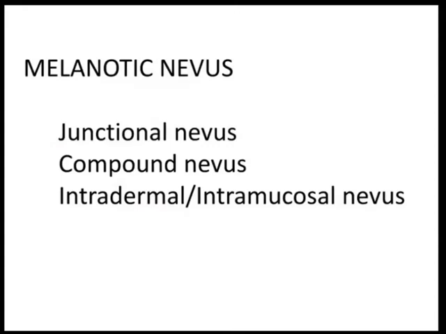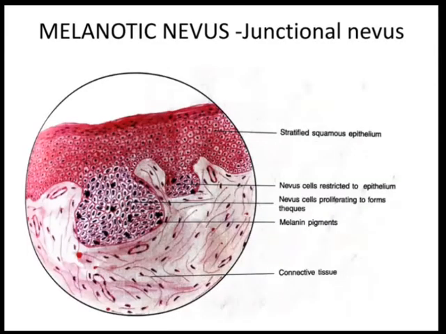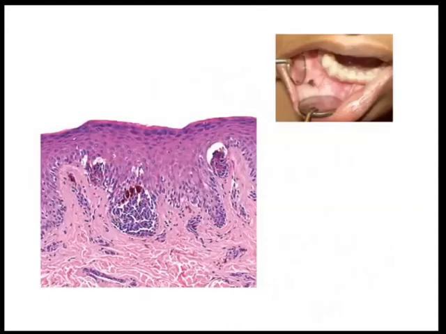So next, melanotic nevus. The three types are junctional nevus, compound nevus, intradermal or intramucosal nevus. Starting with junctional nevus, as the name suggests, it is seen at the junction of the epithelium. You can see a stratified squamous epithelium above with the proliferating nevus cells which form thecae, and it also contains some melanin pigment. Below is the connective tissue. So to the right is a clinical pic of a melanotic nevus, a junctional type, and below is once again a junctional nevus which you can see in a H&E section.